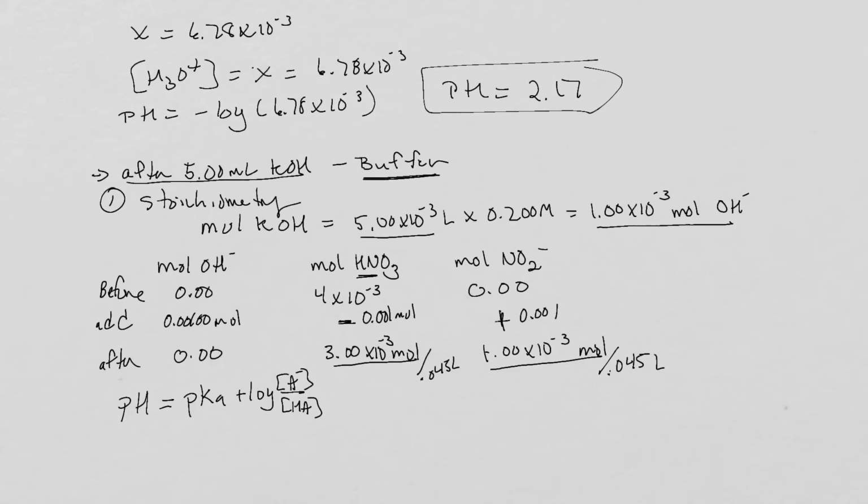And that would allow me to calculate the molarity. But if we notice, because in this equation it's a ratio of the conjugate base to the acid, the ratio is not going to change because we're dividing by the same volume here. So if you want to save yourself a little time, we can just use the moles. It's going to give us the same ratio.